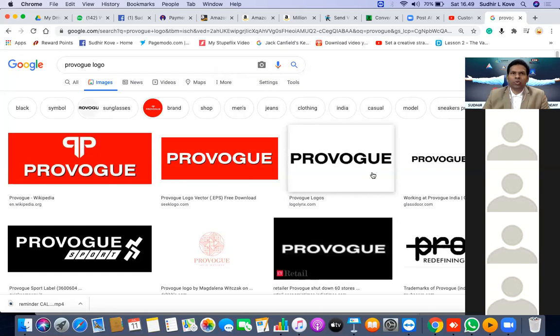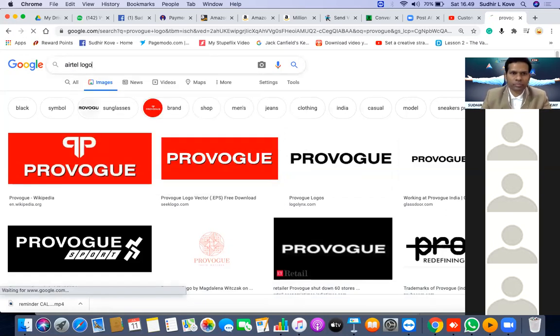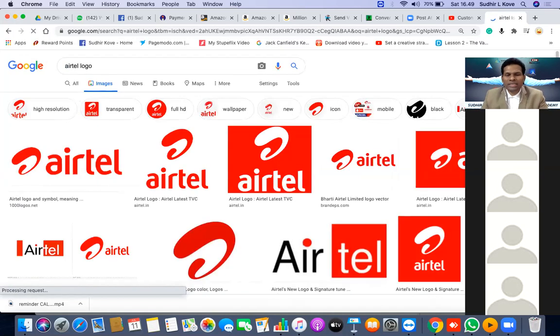It is a huge, huge thing. For example, Airtel will go into the losses right now. Airtel has a similar kind of structure. See, similar kind of structure. So they will also go into the losses.